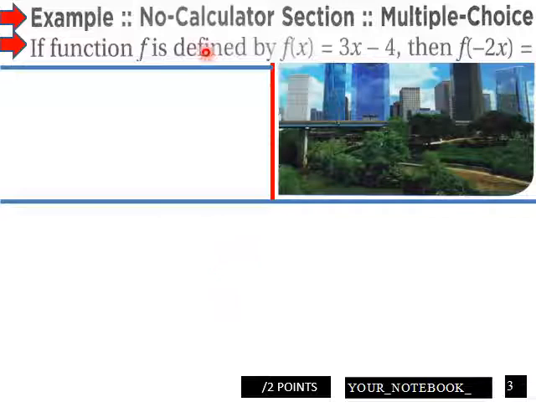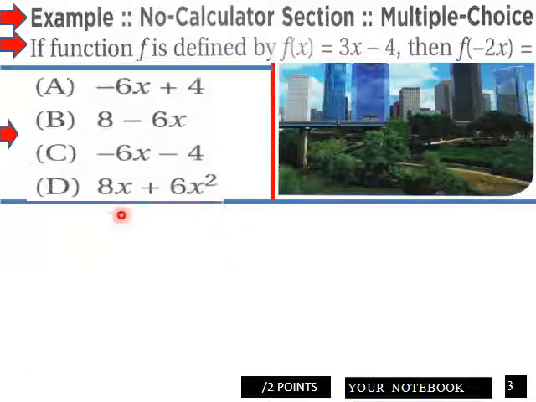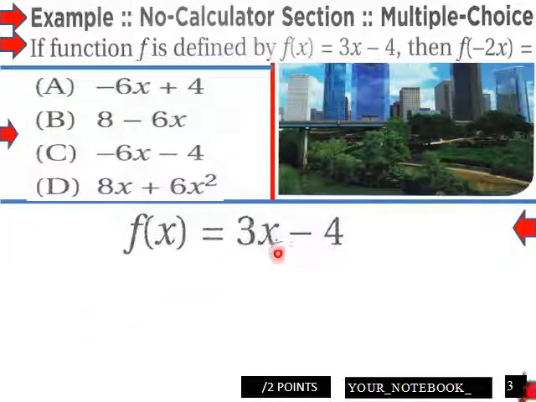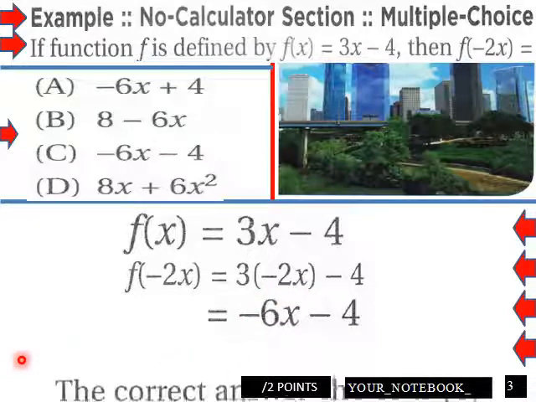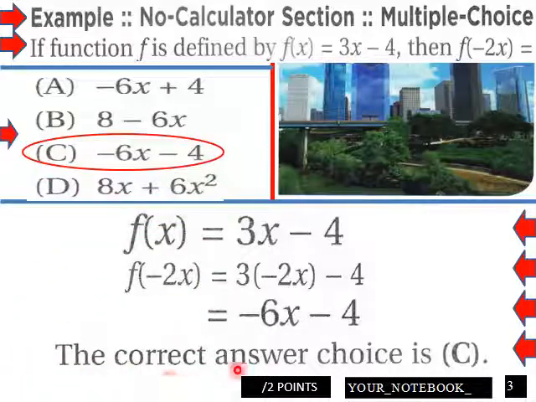No calc section, multiple choice, defined by this. Then f of -2x would be what? Here are the possibilities. f of x equals 3x minus 4. f of -2x would equal what here? 3 times -2x, so it would be -6x minus 4. The correct answer would be C for this.